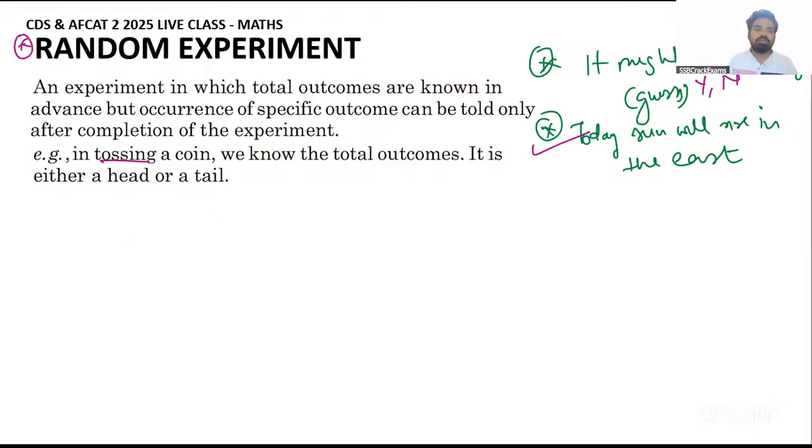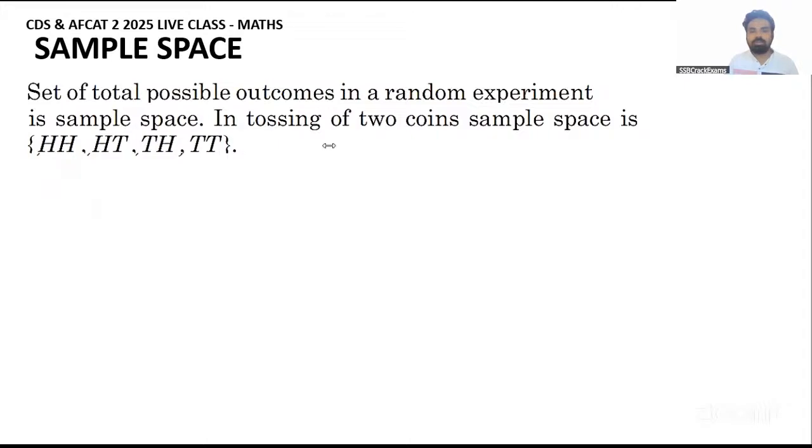In tossing a coin, what will be the sample space? It will be head or tail. Suppose we toss a dice, then what will be the sample space? It can come one, two, three, whatever it can come. So this is the sample space.